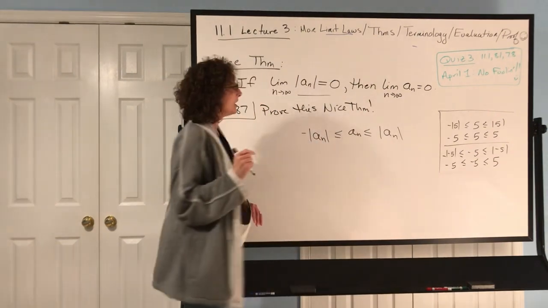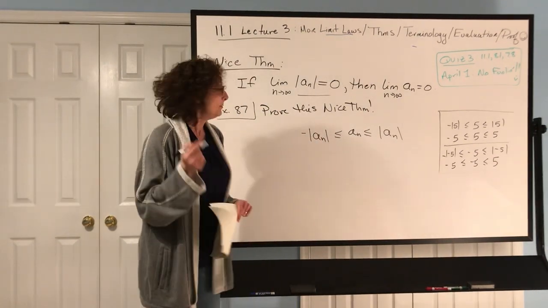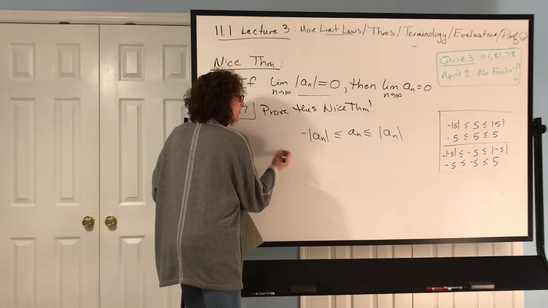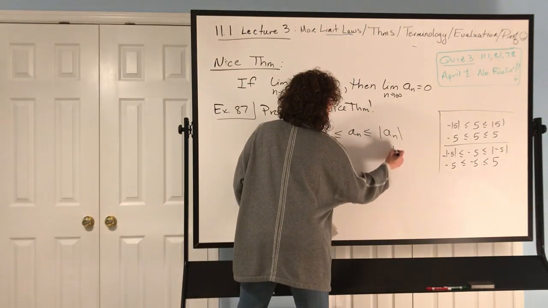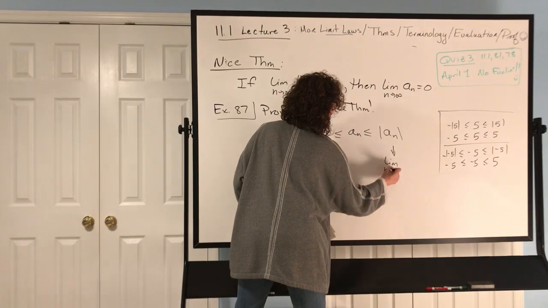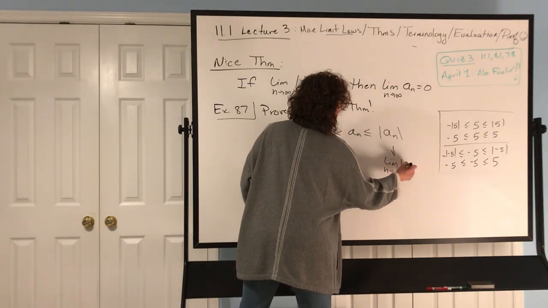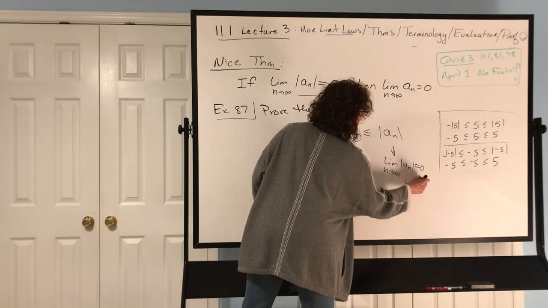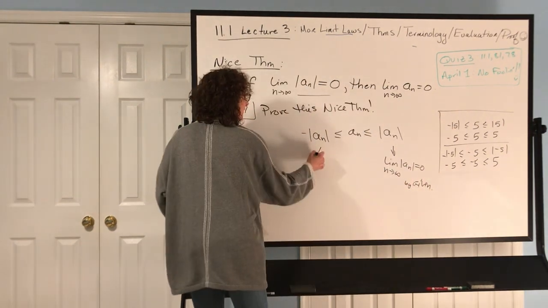We have our inequality for the squeeze theorem, and now what do we do? We take the limit, right? Okay. So we already know for this guy, we're given that the limit as n goes to infinity of the absolute value of a_n is equal to 0. That's by our given.